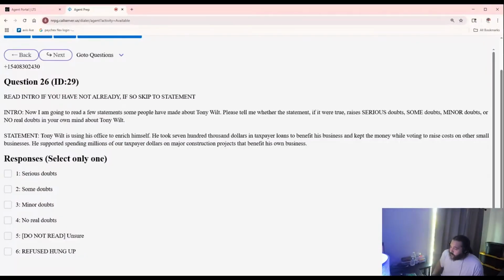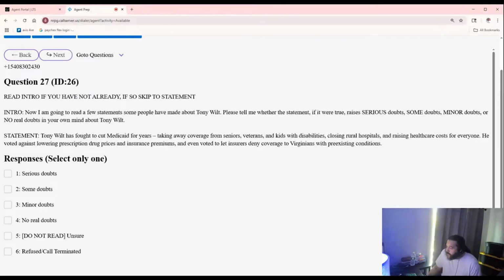Tony Wilt is using his office to enrich himself. He took $700,000 in taxpayer loans to benefit his business and kept the money while voting to raise costs on other small businesses. He supported spending millions of taxpayer dollars on major construction projects that benefit his own business. Serious doubts? Some, minor, or no real doubts? Serious.